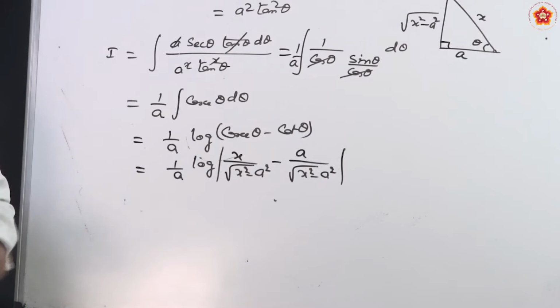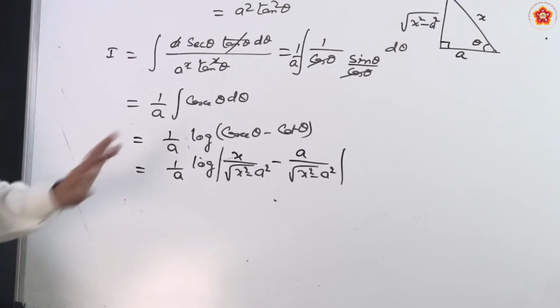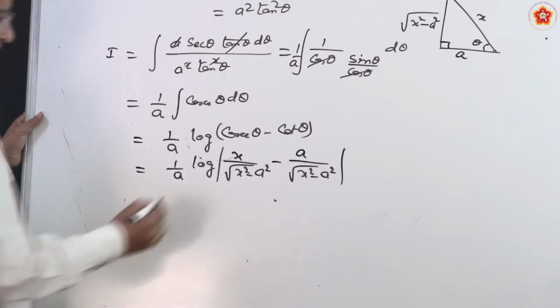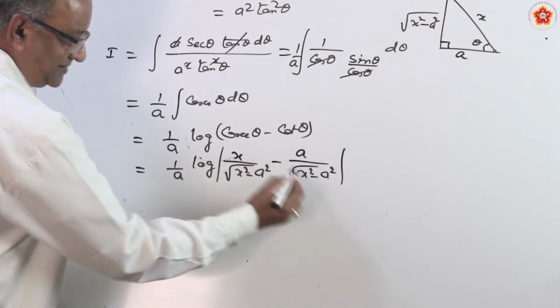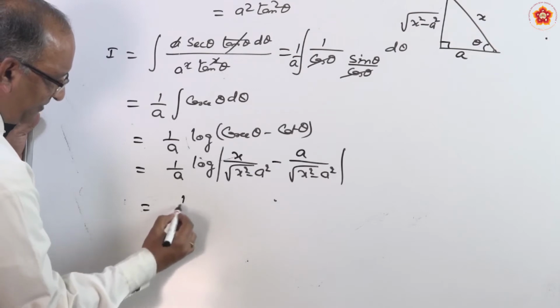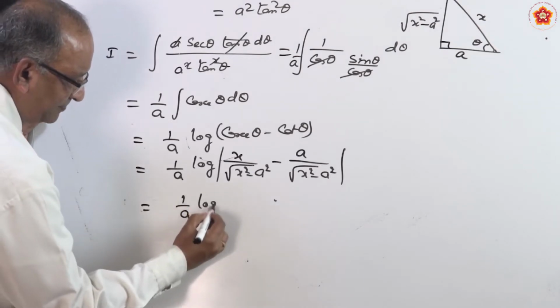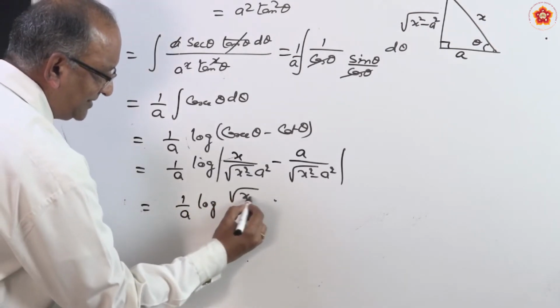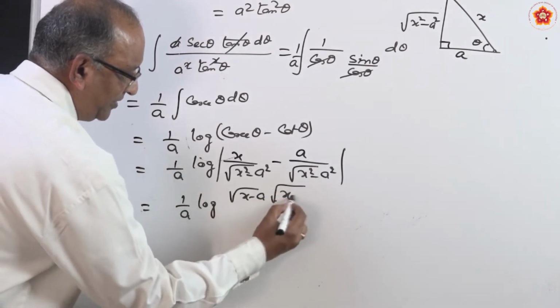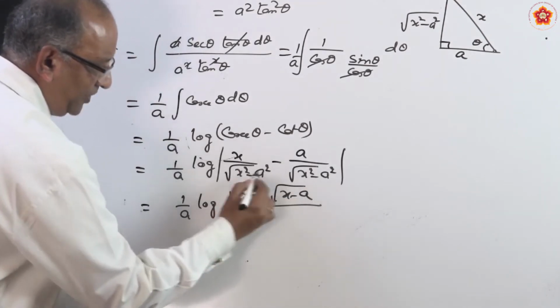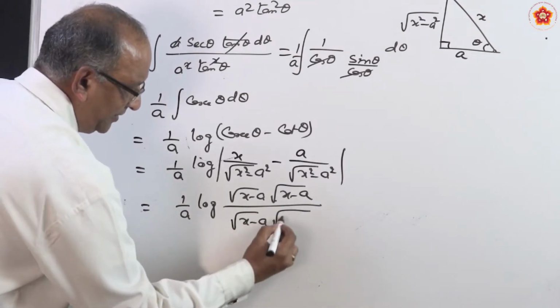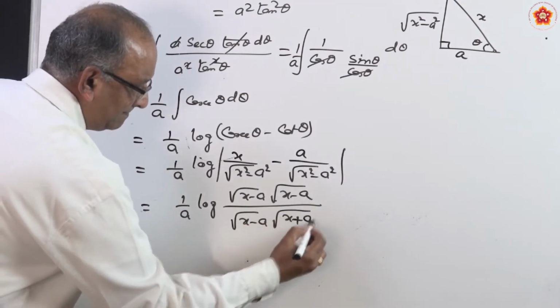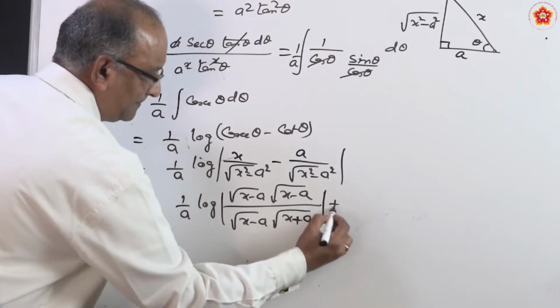The expression appears to be too big. So, simplify it. How to simplify? This can be written as, the denominator is same, x minus a by this. So, this can be further simplified as under root of x minus a into under root of x minus a upon this. If you factorize, you get under root of x minus a, under root of x plus a, plus c.